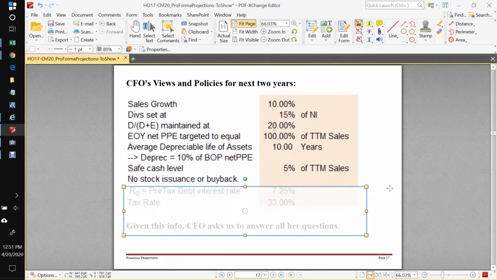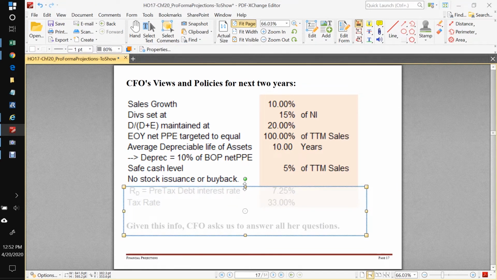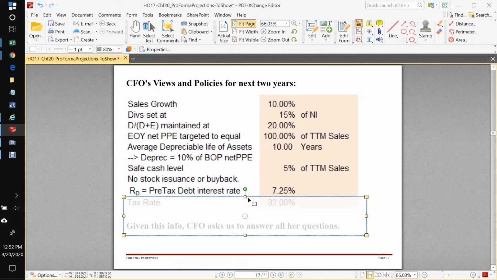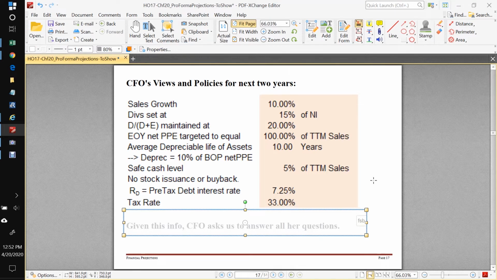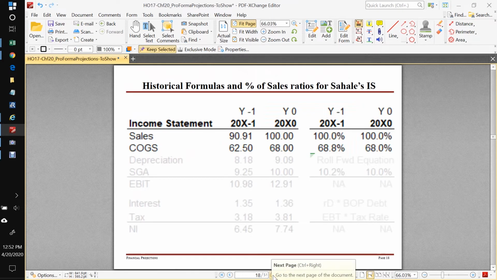Also, the board has said to assume no stock issuances or further buybacks in this 2-year period. And since the leverage ratio is going to be the same, the pre-tax interest rate should stay the same, and they're not going to have any weird accounting changes, so their tax rate will remain the same as well. So now the CFO, given all this information, God help her, has chosen to ask us to help answer all of these questions. So let's go ahead and see if we can do that.